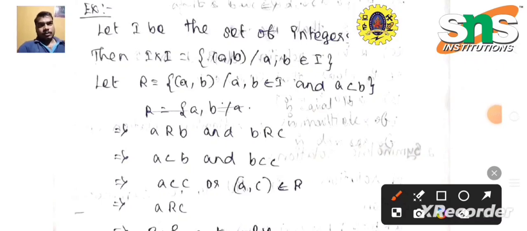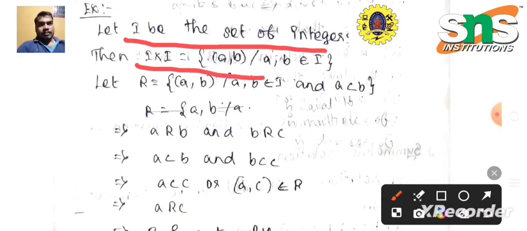For example, let I be the set of integers, I cross I equal to (A, B). Let R equal to (A, B).